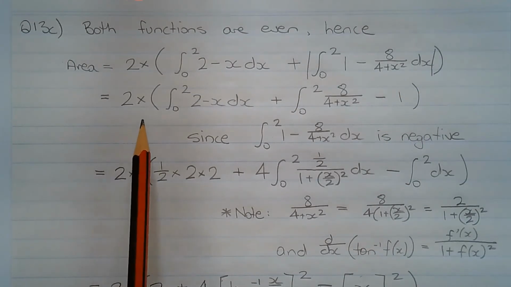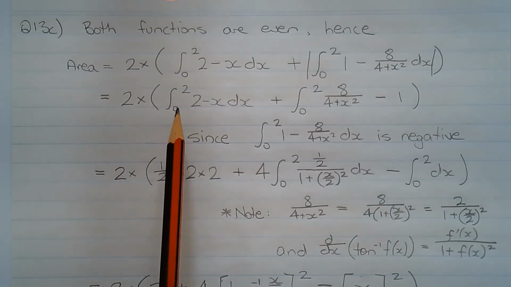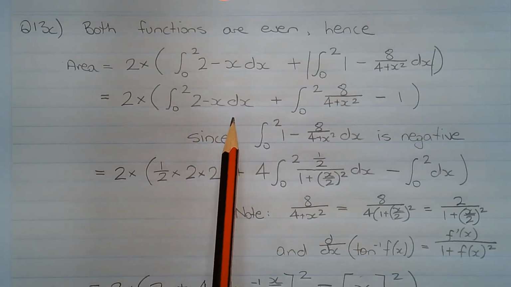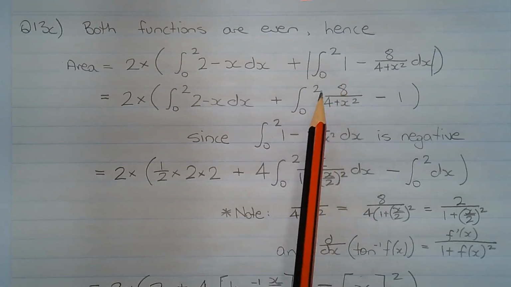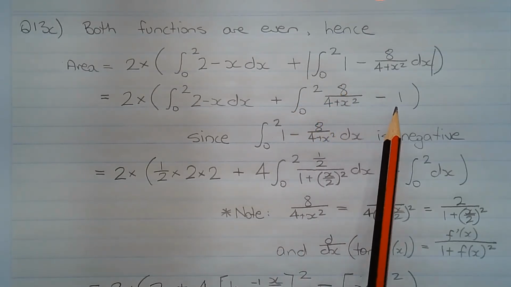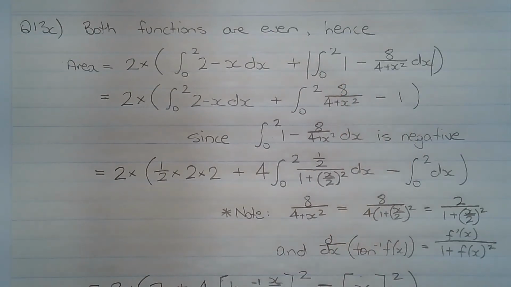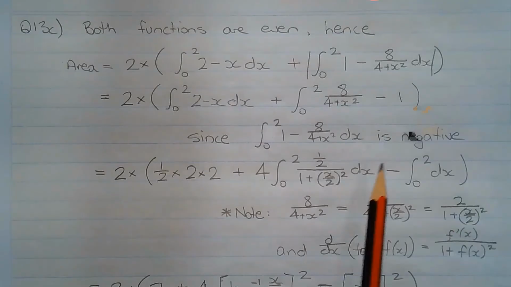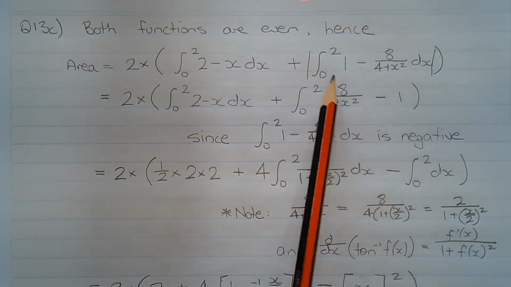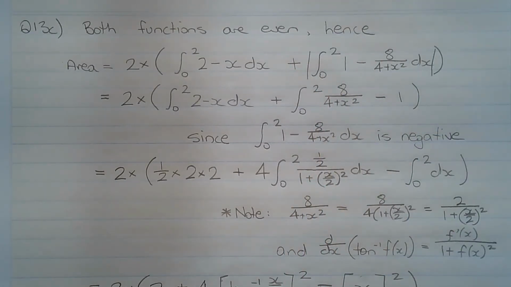And that equals 2 times the integral from x equals 0 to x equals 2 of 2 minus x dx, plus the integral from x equals 0 to x equals 2 of 8 over 4 plus x squared minus 1. So notice that these two terms have been switched around. So in order to turn a negative area into a positive area, I could multiply the integrand by negative 1 and remove the absolute value symbol.